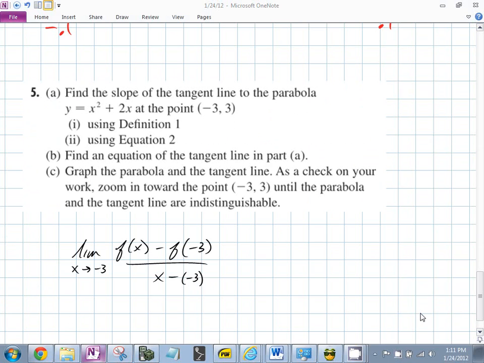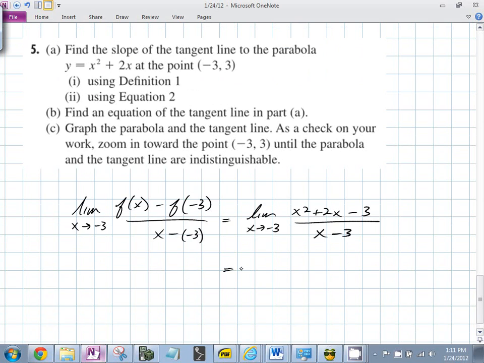Do the limit if you do it. So now what do you plug in for f of x? Yeah, the equation, exactly. So you have the limit as x goes to -3. What's f of x? x squared plus 2x. And you're subtracting. What is f of -3? It tells you already. Hint. What's f of -3? 3. Yeah, there it is, all over x plus 3. Now this is the limit.